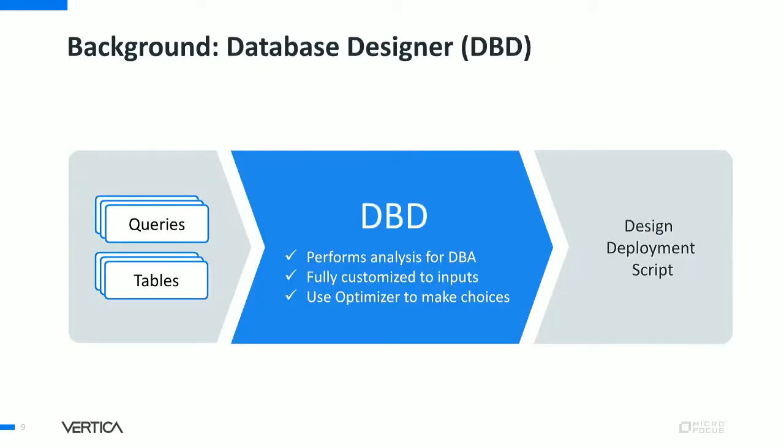So what can we do? That's why we need DBD. DBD is a tool integrated in the Vertica server that can help DBAs to perform analysis on their workload queries, table schema, and data, and then automatically figure out the most optimized projection design for their workload.